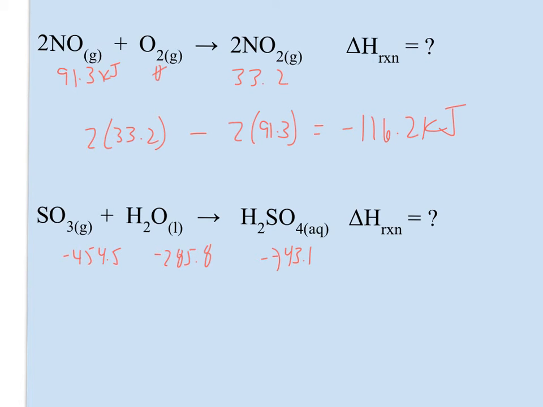I have negative 743.1 minus negative 454.5 plus the negative 285.8. So when I go ahead and punch it into my calculator, negative 743.1, and I like to distribute this negative through. So this is really, those are each positives. So plus 454.5 plus 285.8, I'm getting a value of negative 2.8 kilojoules.